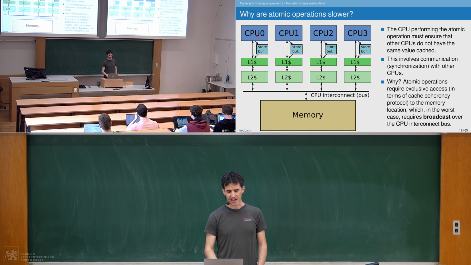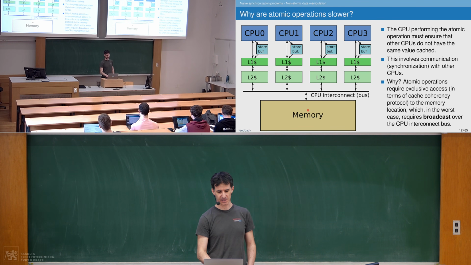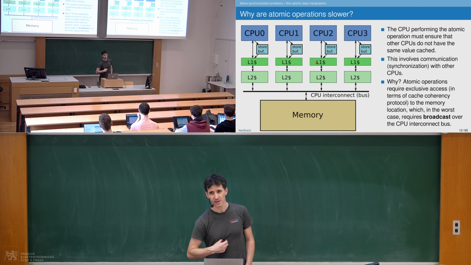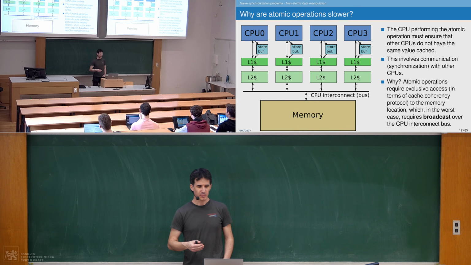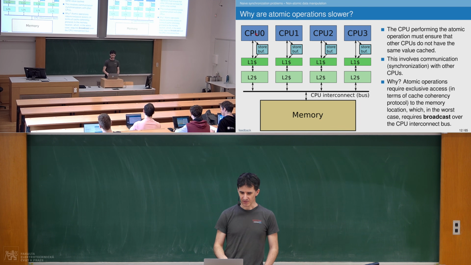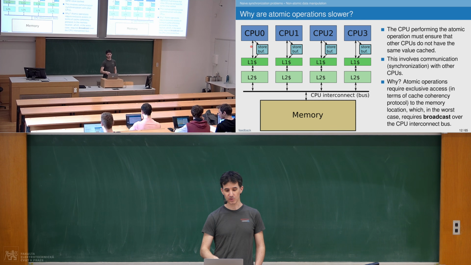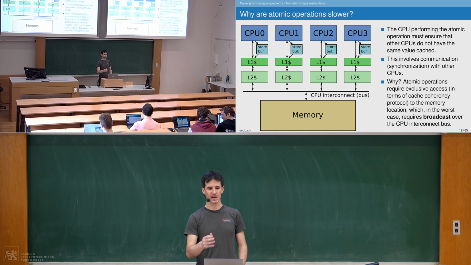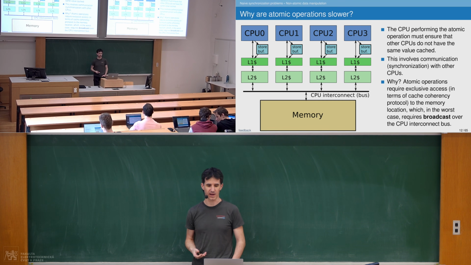If you want to do, let's say, an atomic increment, basically you are saying, I want to increment the value which is somewhere here. But the problem might be that this value is not only here. Maybe other CPUs have this value in their caches. So before one CPU can do this atomic increment, it has to, in the worst case, communicate with the other CPUs, asking, hey, CPU 1, do you have my variable x in your cache? If yes, please throw it away so that I can modify it.